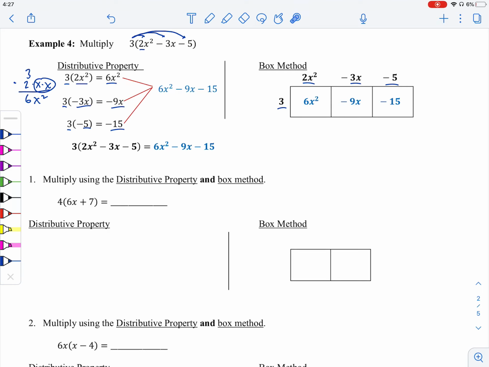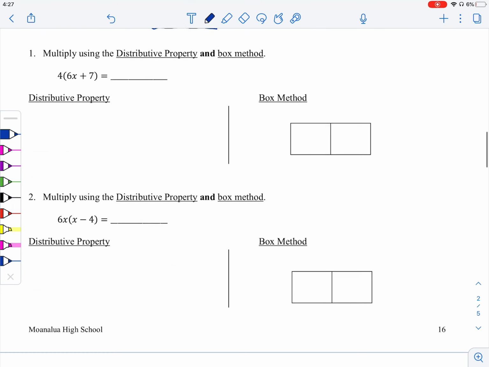So 3 times 2x squared, 6x squared. 3 times negative 3x, negative 9x. 3 times negative 5, negative 15. And that's our answer right there. Right, so the distributive property is showing our work. Also, the box method is going to help us out to keep us organized in what we're doing.